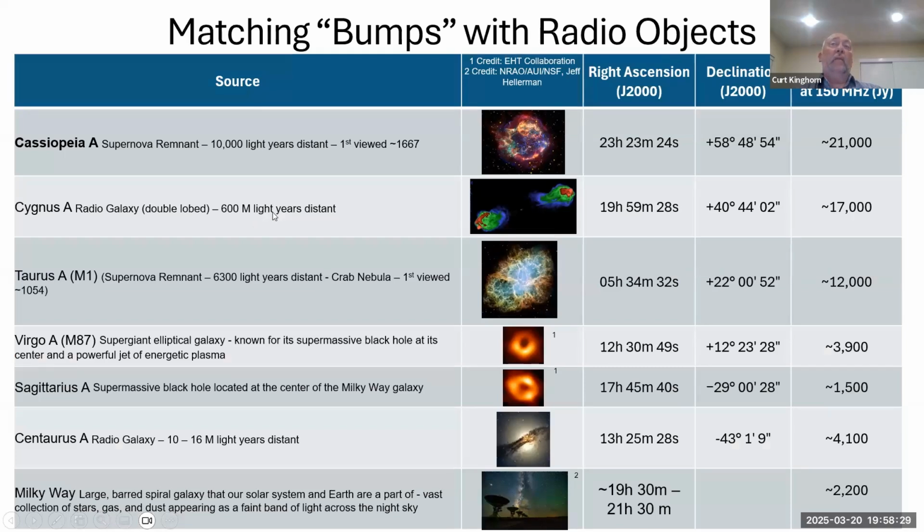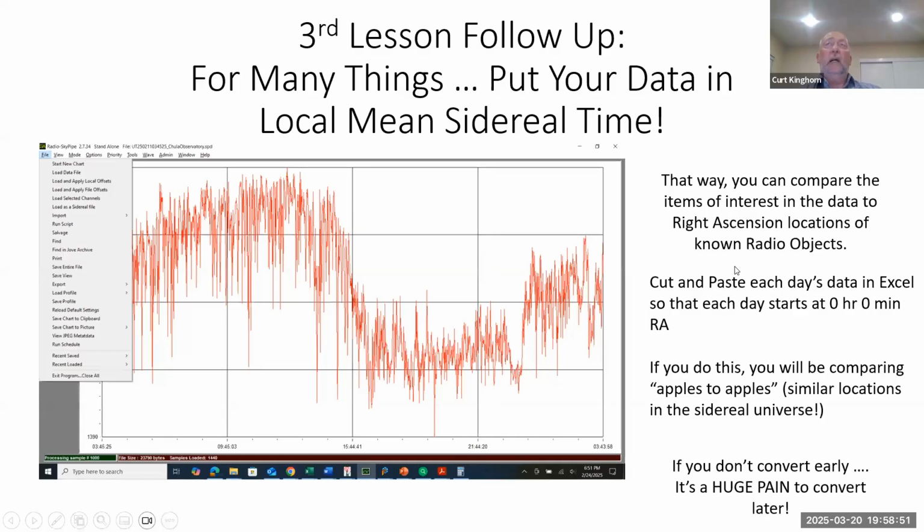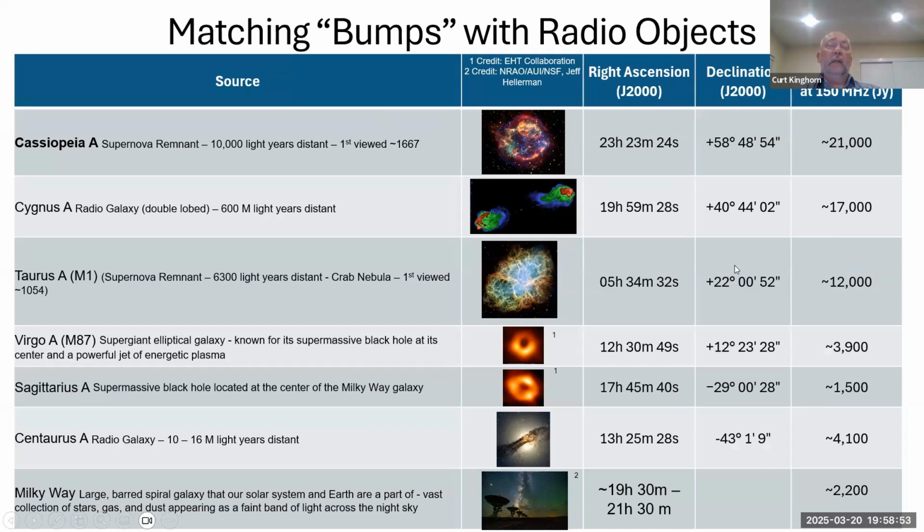Now, once you've got your data, you need to match it up against the bumps in the radio sky. So here just happens to be sources. Here's where the objects are in the sky. Over here's their brightness. And so what I'm going to do is look for strong signals where these things are. And you saw me already do that back up there.